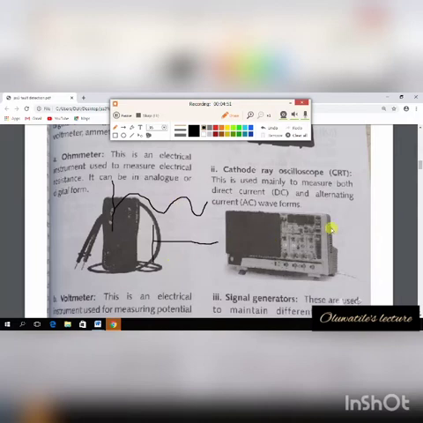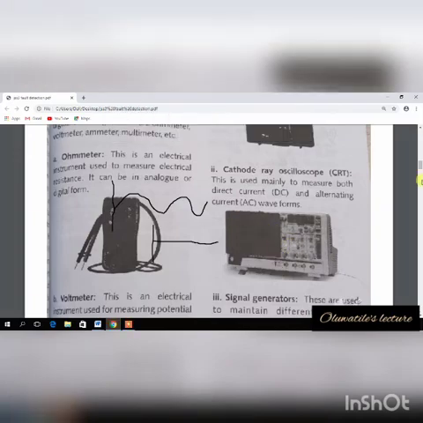Are we there? All right, so we move on. You can see the oscilloscope actually has many channels, and this oscilloscope can also be used to measure frequency. Now we move to the next one.